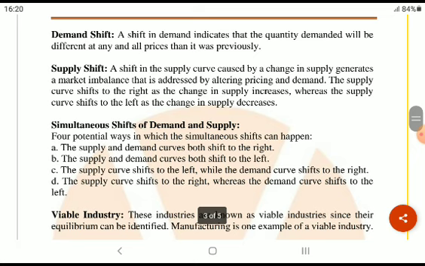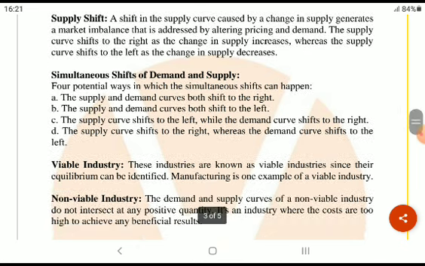Next is demand shift. A shift in demand indicates that the quantity demanded will be different at any and all prices than it was previously. Next is supply shift. A shift in the supply curve caused by a change in supply generates a market imbalance that is addressed by altering prices and demands. The supply curve shifts to the right as supply increases, and shifts to the left as supply decreases.